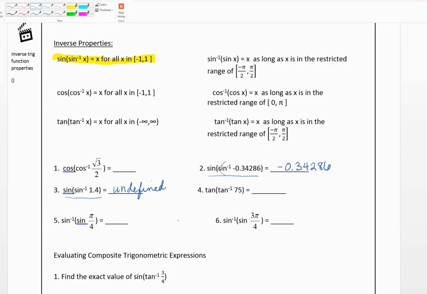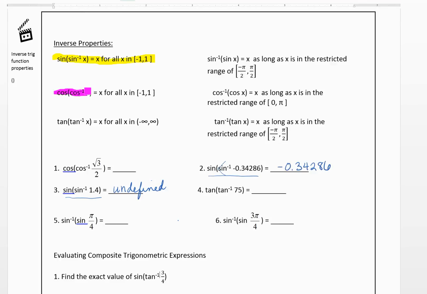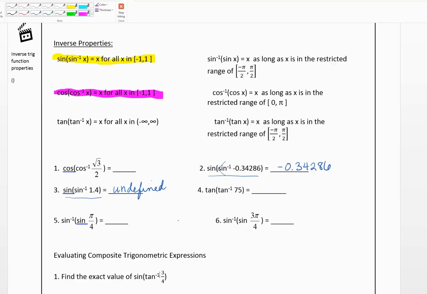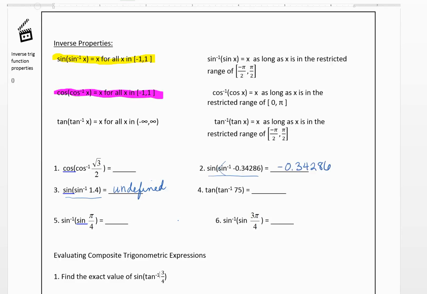Okay, let's look at the next one. So the next one says that cosine of cosine inverse of x is equal to x for all x between -1 and 1. So number 1 here, where we have cosine of cosine inverse of square root of 3 over 2, we can just say that's equal to square root of 3 over 2. Okay, and tangent actually works for all values between -infinity and infinity, since the domain for tangent inverse is -infinity to infinity. So whenever you see tangent and tangent inverse, they cancel each other out no matter what, and you can just say that's 75.